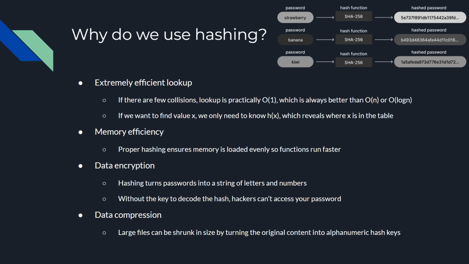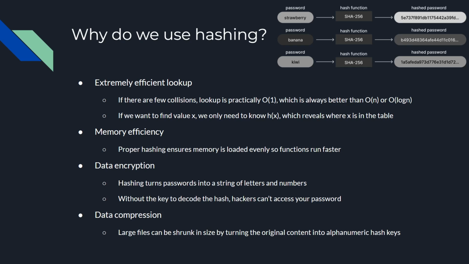Next is data encryption. Alex already covered this a little bit, but as we see here, hashing turns passwords into just an alphanumeric string of letters and numbers that look like gibberish if you don't have the key to decode it. This is really important because if, say, a hacker breaks into a website and is able to collect a bunch of passwords, if it weren't for hashing, the hacker would be able to access all of these passwords and mess with people's data. But thanks to hashing, if a hacker is able to access these passwords, the only thing that the hacker will get is this giant chain of letters and numbers, which doesn't really mean anything if the hacker doesn't have the key to decode the hash.